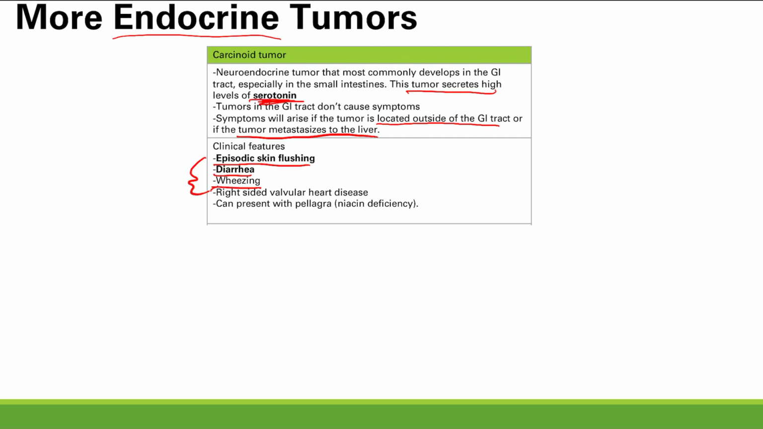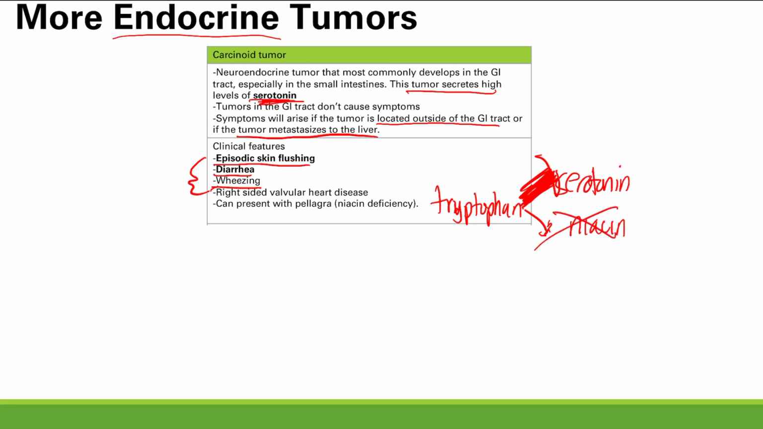We get pellagra because you need tryptophan to make serotonin and niacin. Now, if you're making a bunch of serotonin from this tumor, using up all this tryptophan for that, now you get less niacin and you get pellagra. Okay? So, again, episodic skin flushing, diarrhea, and wheezing are the most common things, but these are also complications you can get: right-sided heart failure and pellagra.